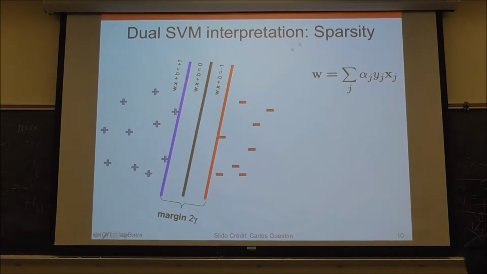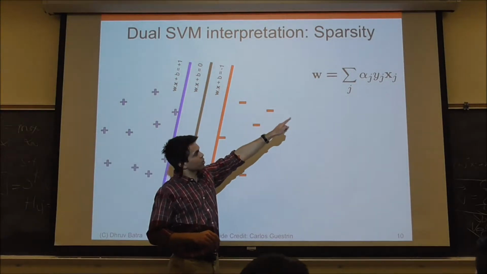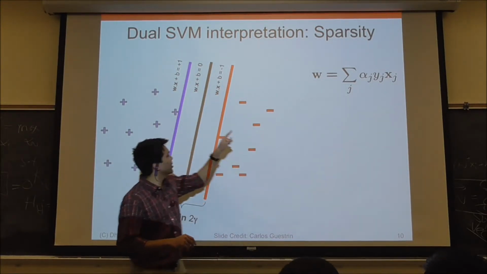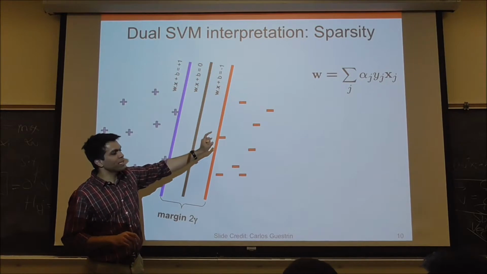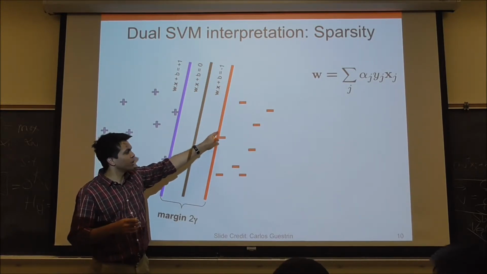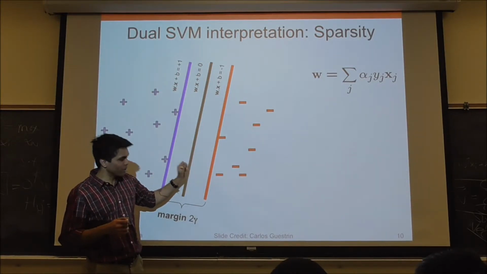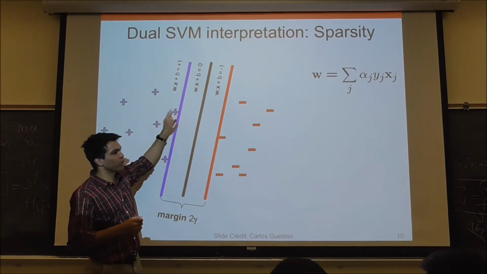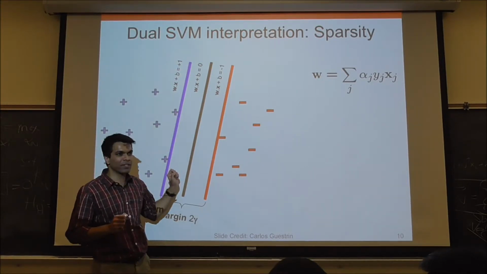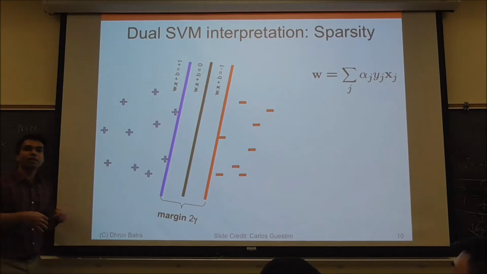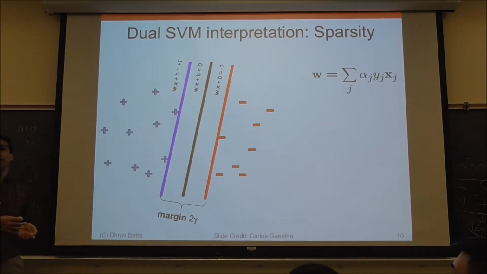Just to show you visually again, there is this idea of sparsity. Zero alphas correspond to points that don't matter, and non-zero alphas correspond to points that lie on the margin exactly, so only those points matter. It turns out that when you actually solve your QP, the number of alphas that are non-zero will typically be much smaller than the total number of training data points.